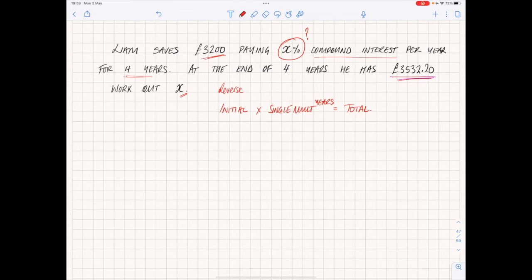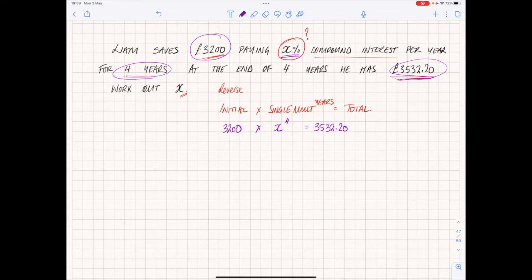Whenever you get a question that's asking you to work backwards, put your formula in and then substitute in what you know. So what do I know from this? Well, I know that the £3,200 is the initial investment. I don't know the single multiplier, so that is going to be X, because I know it's going to be 1 point something because it's interest, it's going up, but I don't know by what. I know that it's for 4 years, so I've got a power of 4 there. And I know that the total is £3,532.20p.